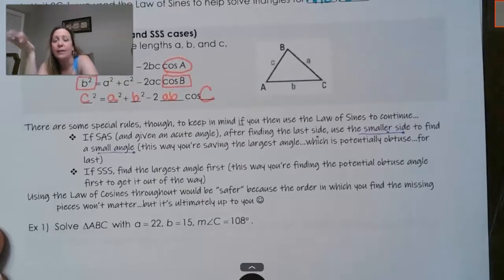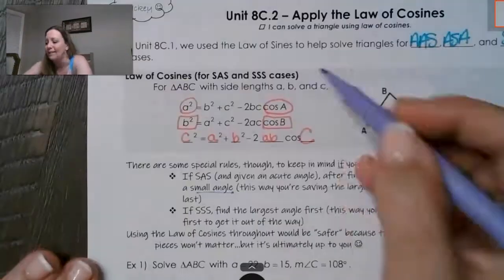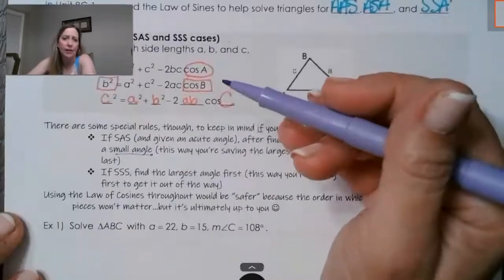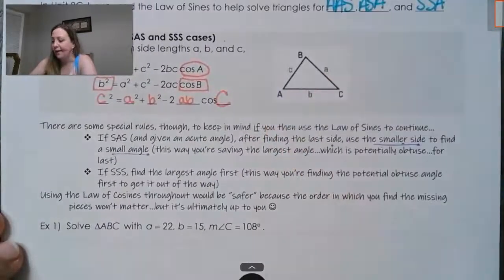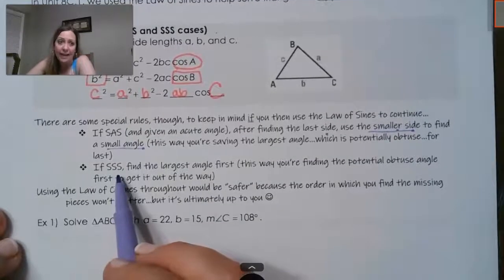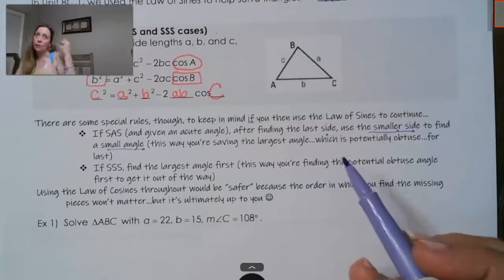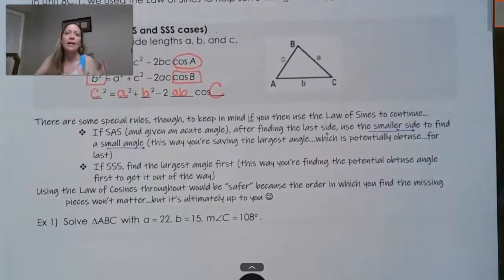Now, and that's the thing, you might say, well, what about a second triangle? Well, in SAS and SSS cases, there is only one triangle. So you'd be doing all this extra work for nothing. And then if it's SSS, then you find the largest angle first using the law of cosines, because the law of cosines would find an obtuse angle, and then that way you're not maybe finding an obtuse angle with the law of sines. That's a lot to remember, okay?